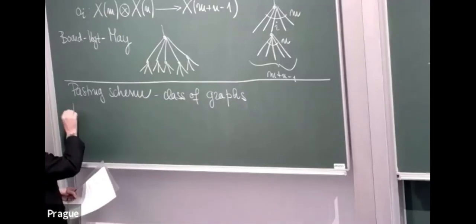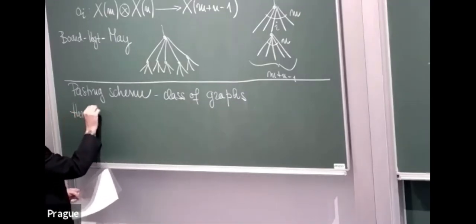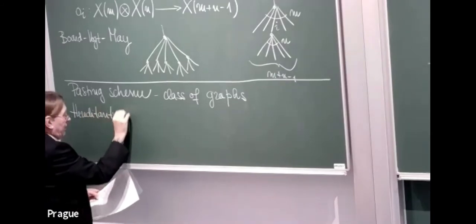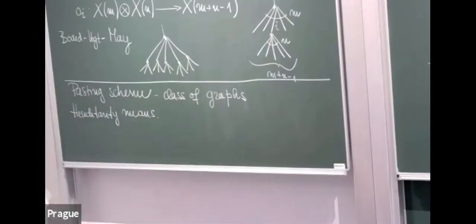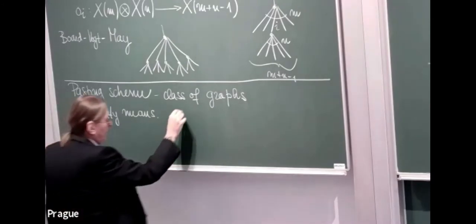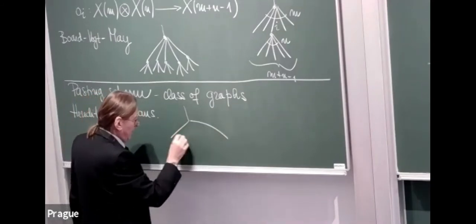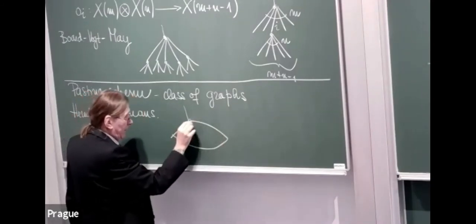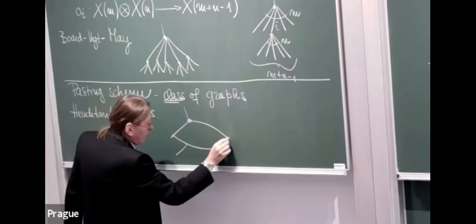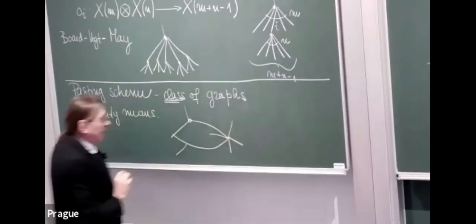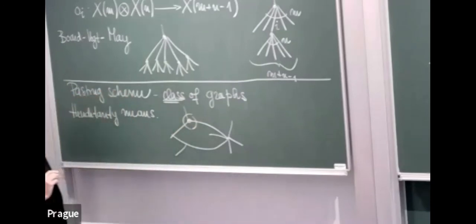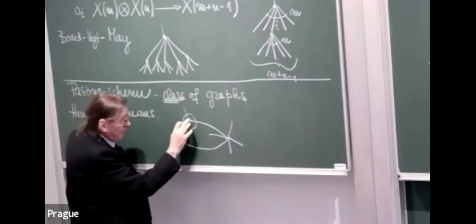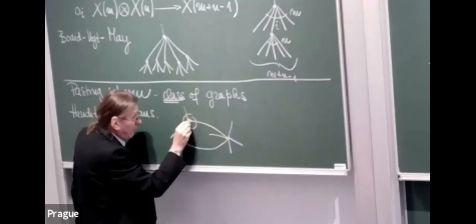Okay, so what does hereditarity mean? As I said, not every class of graphs can be used to define operads. It says roughly the following thing. Assume you have a graph in this class. So this is a graph in my class. And suppose that the vertices of the graph are themselves graphs of the same class.